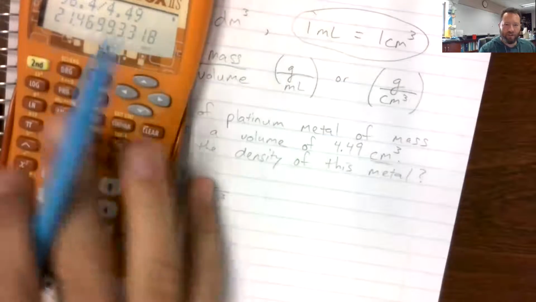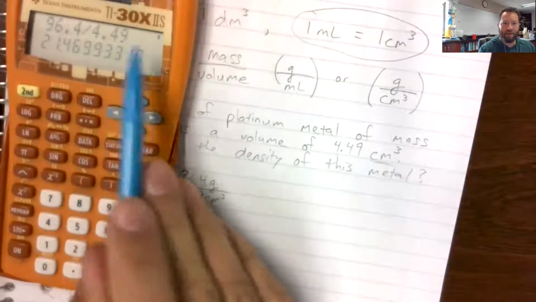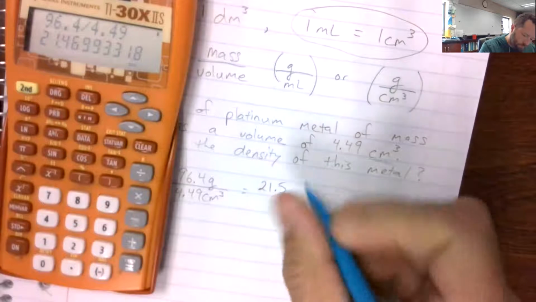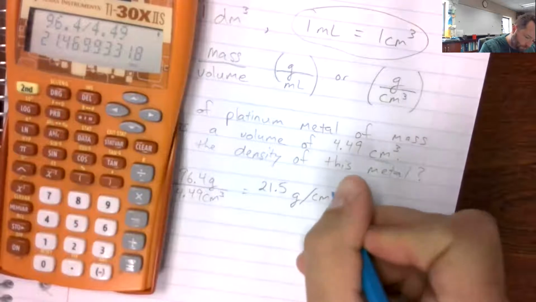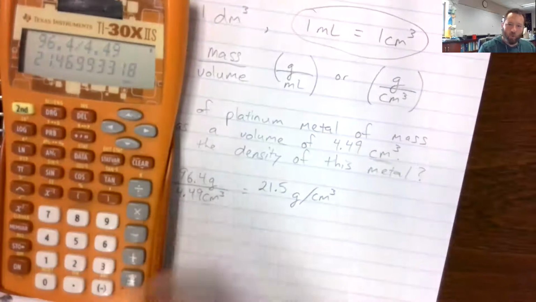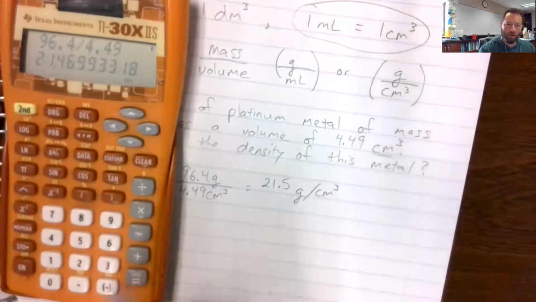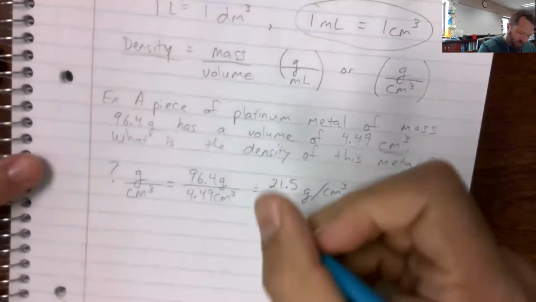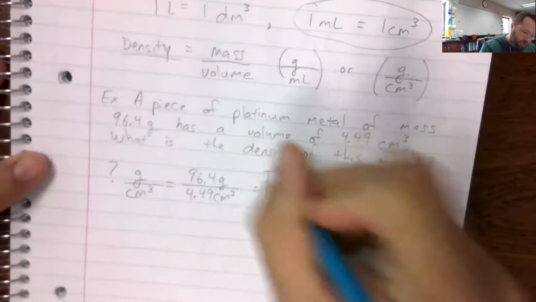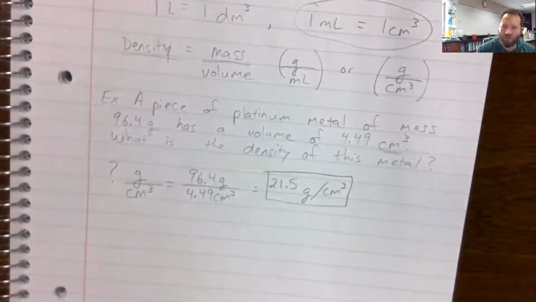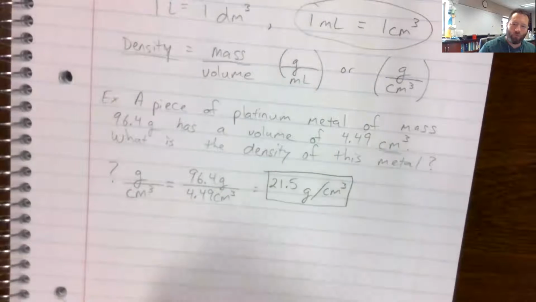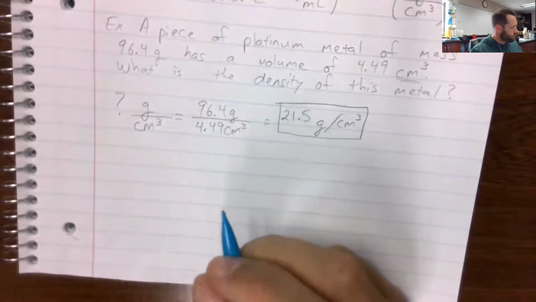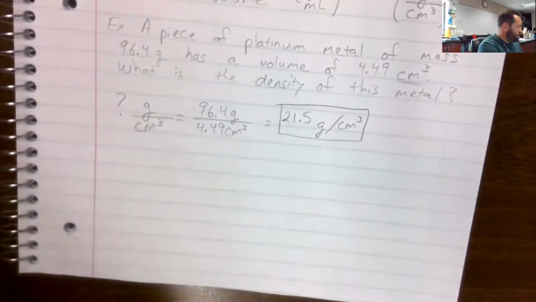So take out my calculator, 96.4 divided by 4.49. And there's our answer, 21.5 grams per cubic centimeter. We'll discuss where and how to round next week, so for right now, we'll just say 21.5. Make sure you've got a unit on there. Units are everything in this class. So 21.5 grams per cubic centimeter. Got one more example for you.